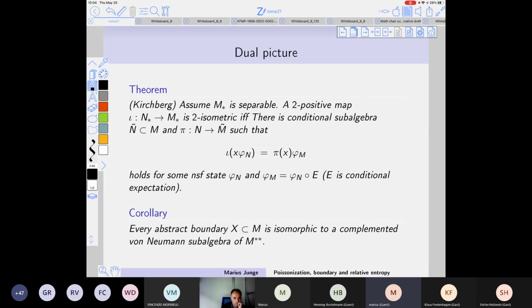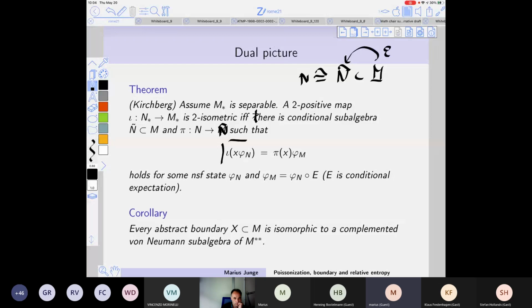And then this is the case if and only if there is a conditional subalgebra of M, a map from N to this conditional subalgebra, right? So N is isomorphic to some N tilde contained in M. And by conditional, I mean that there's a conditional expectation from the algebra back to N. And this conditional expectation is used to actually define the isometry. So the isometry has this very nice form.